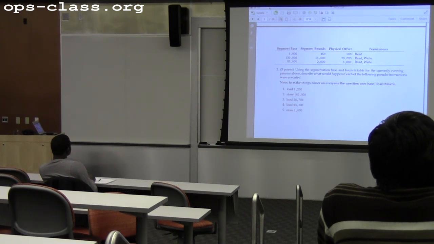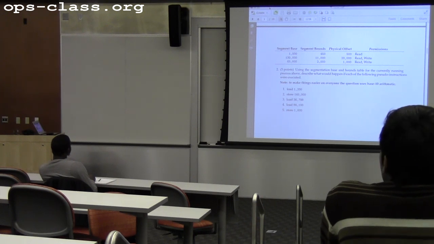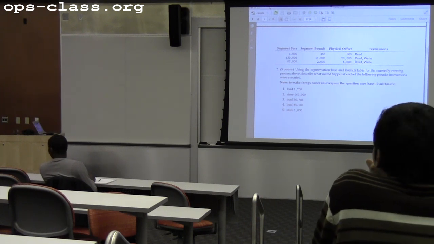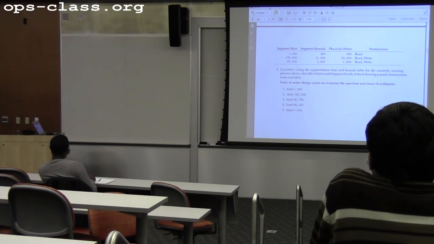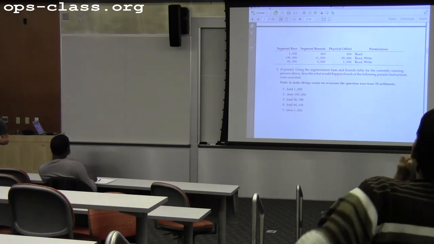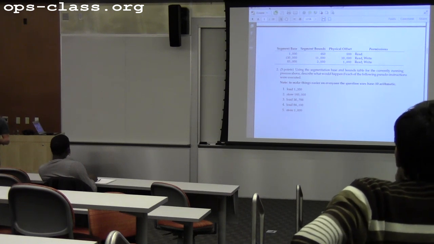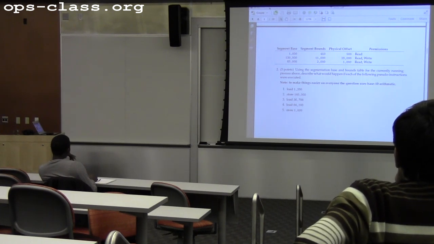Let me see which one of these are. Well, okay, what about number three? Yeah, sure. So the offset is computed by taking the virtual address and subtracting the base of the segment. So 140,000 minus 130,000. Yeah, so that's why it's 10,000.